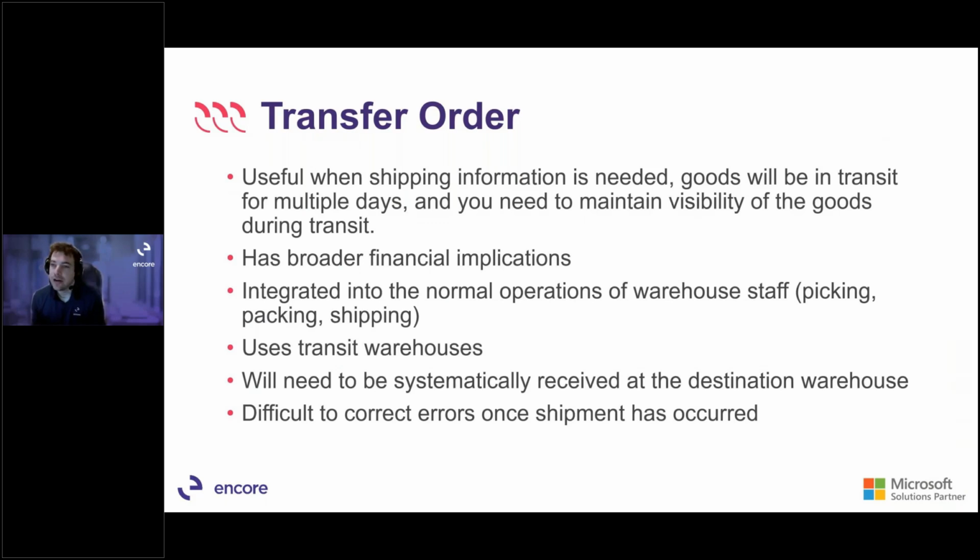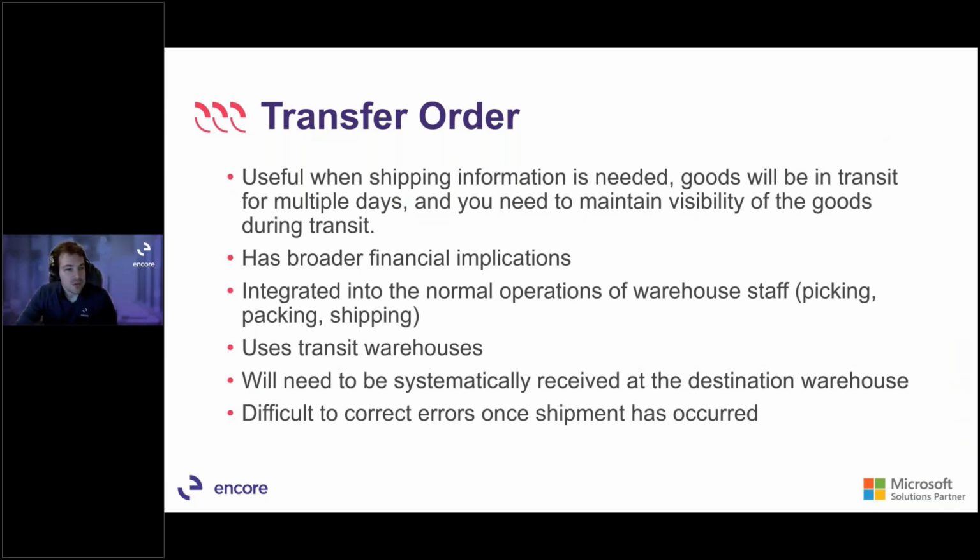The reason that happens is because once you ship something on a transfer order and it is in that transit warehouse, the only outcome in the transit warehouse is that the goods need to be received at the destination warehouse. And I think we'll see that as we go through our example here for transfer orders.